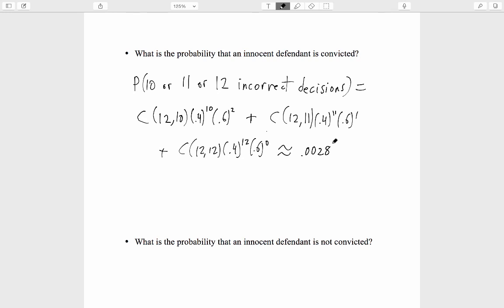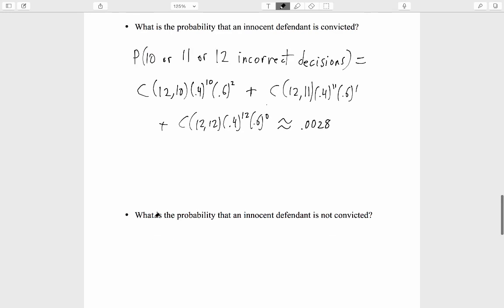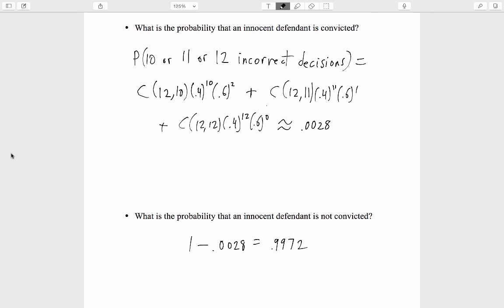The flip side of the low probability of convicting someone who's guilty is the even lower probability of convicting someone who is innocent. When we ask the probability that an innocent defendant is not convicted, again, that is just the complement of the probability that such a defendant is convicted, and that is a refreshingly high 0.9972.